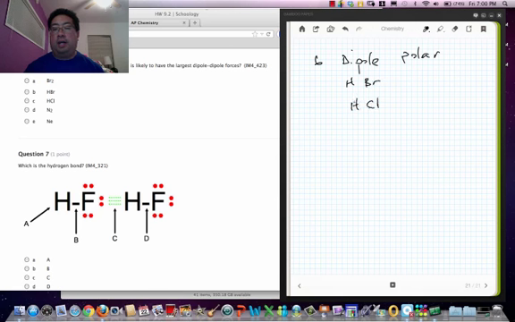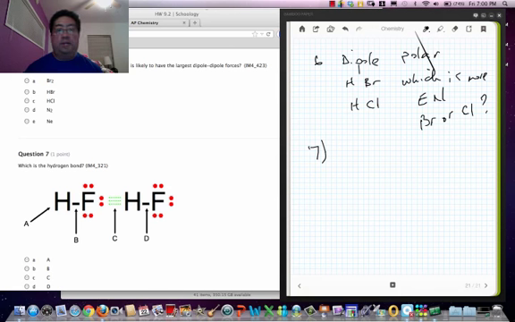Since they're both bonded to H, you're looking for, sorry, which is more electronegative, Br or Cl? And if you look at the trends on the table, you'll be able to figure that out. Okay, moving on to 7.